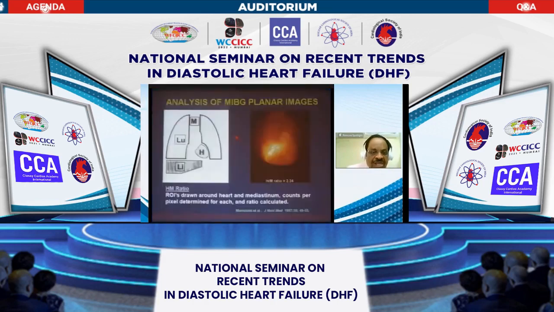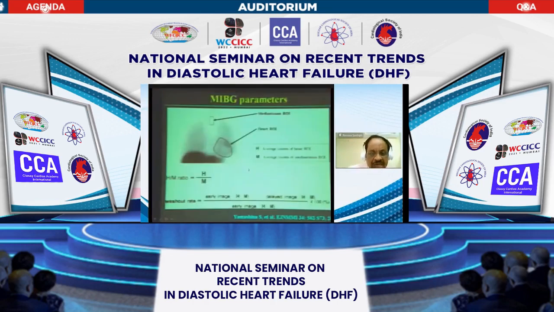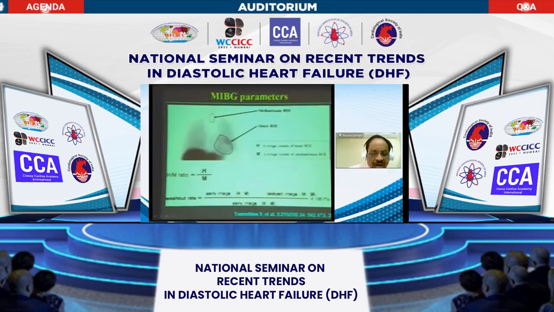So here you can see the MIBG. You can take the mediastinum and the heart here, and the ratio can be calculated. A ratio of more than 2.24 is a very good signal, indicating a good prognosis. And here also, same thing, we can calculate the heart mediastinal ratio and the washout rate.